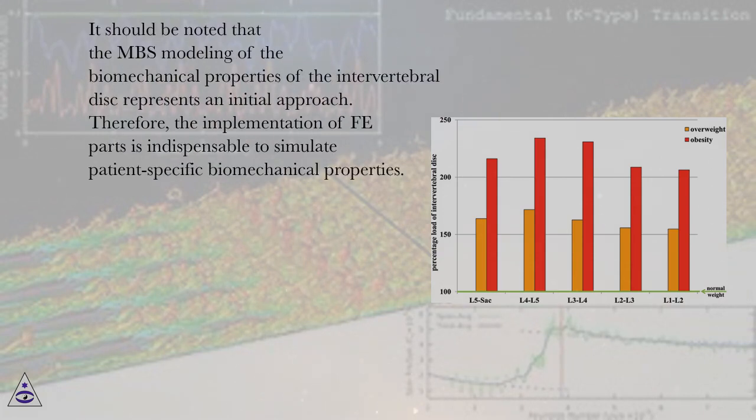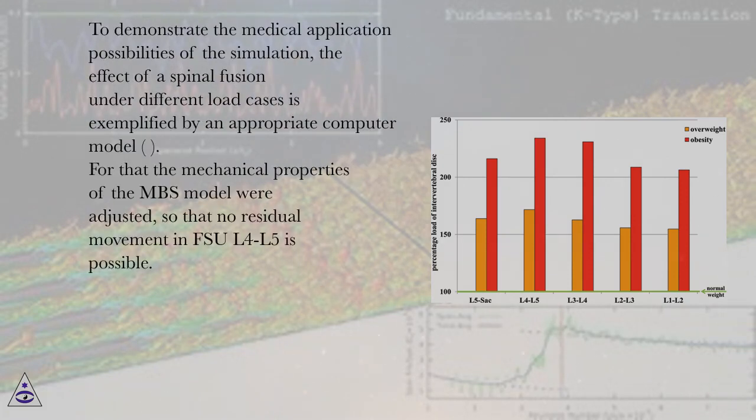It should be noted that the MBS modeling of the biomechanical properties of the intervertebral disc represents an initial approach. Therefore, the implementation of FEA parts is indispensable to simulate patient-specific biomechanical properties. To demonstrate the medical application possibilities of the simulation, the effect of a spinal fusion under different load cases is exemplified by an appropriate computer model.